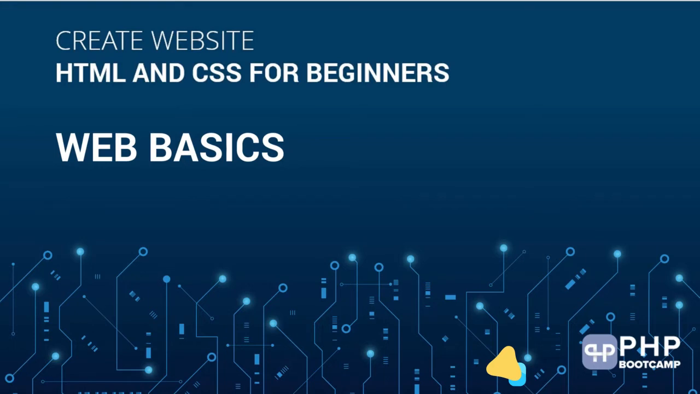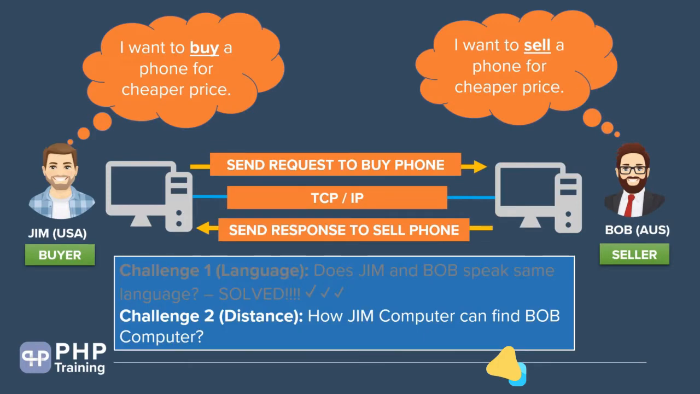Hello and welcome to the lecture. Let's understand what the internet is. Let's look at the problem we are solving here. We have solved the first challenge, the language challenge, how Jim and Bob can speak the same language. Now Jim and Bob agree on the same language and then they communicate. So let's understand challenge number 2, the distance problem. How can Jim's computer find Bob's computer? In understanding how this problem is solved, we'll understand what the internet is as well.